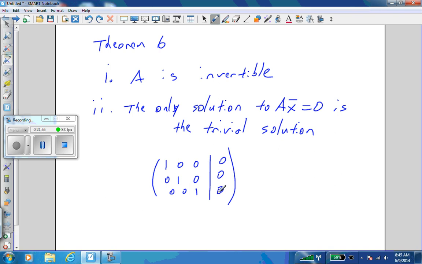x sub 3 is 0, not arbitrary. x sub 2 is 0, x sub 1 is 0. So if we have pivots in each column, then the homogeneous system of equations only has a trivial solution. If we have pivots in every column, then we can find the inverse. Statement 3.